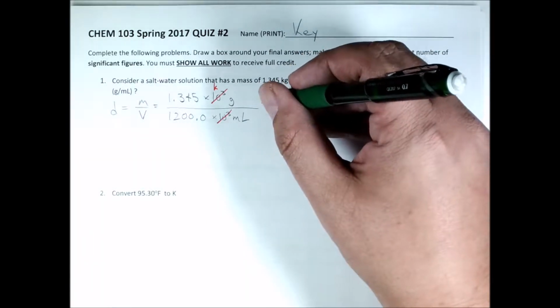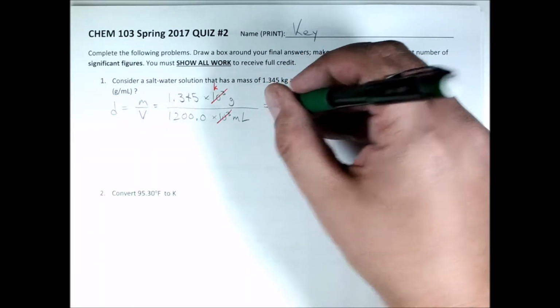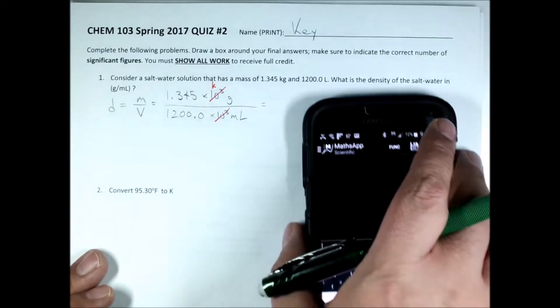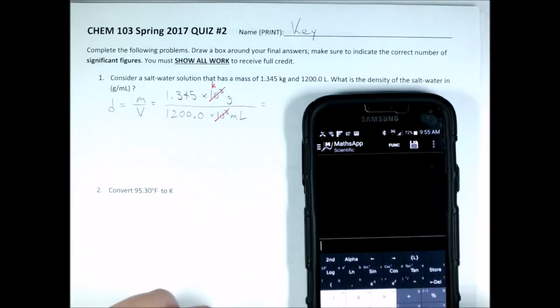And I think this is going to be an unusually small density, but I was just pulling numbers out of my head when I was writing this problem. So as long as you set it up right and punch it in correctly, I get full credit.